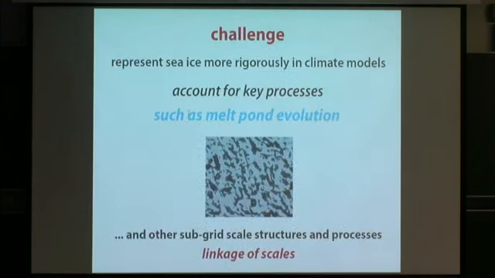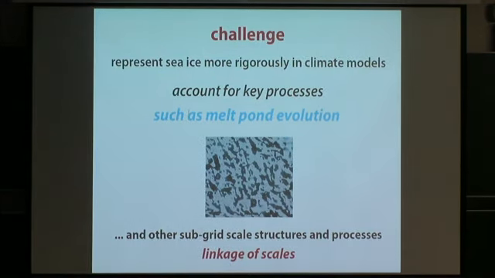So that raises the question and a challenge: what's going on? What are we missing in the models? Are there other types of processes that are happening? Can we represent sea ice more rigorously in climate models and account for key processes which had not been included previously, such as the evolution of these ponds on the surface?